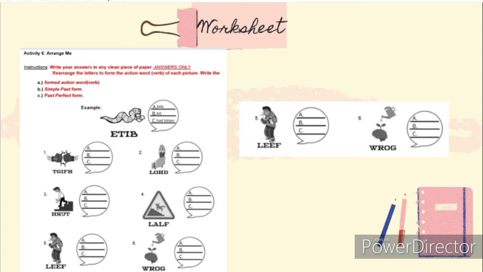And for your activity, which is entitled Arrange Me, write your answers in any clean piece of paper, answers only. Rearrange the letters to form the action word of each picture. So the first one is already done for you. Arrange the letters of the word which describes the picture, and write the formed action word, its simple past form, and the past perfect tense of the verb.